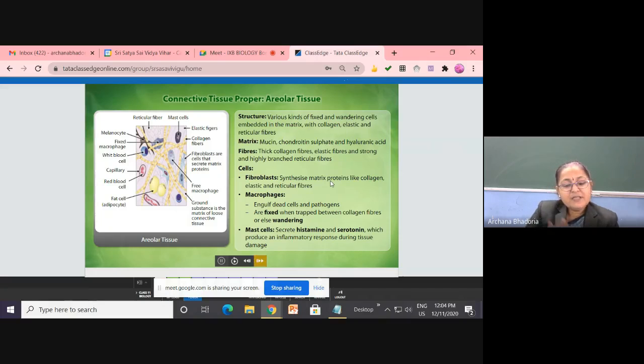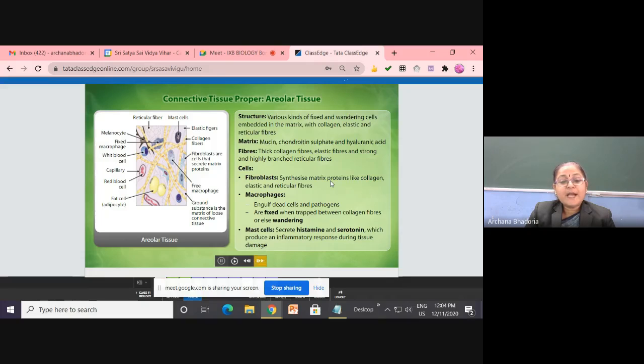So all these 3 types of fibers that you are getting in the matrix, children, they are all synthesized by the cells which are called fibroblasts. The name itself suggests fibers. The word fibro is coming, so related to the fibers. So all the 3 types of fibers are made by the fibroblasts.